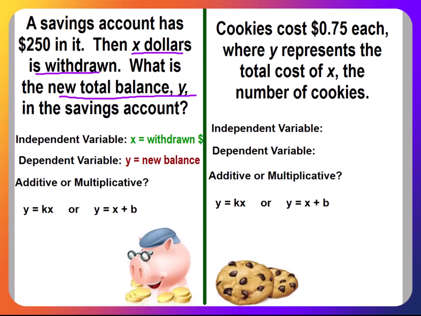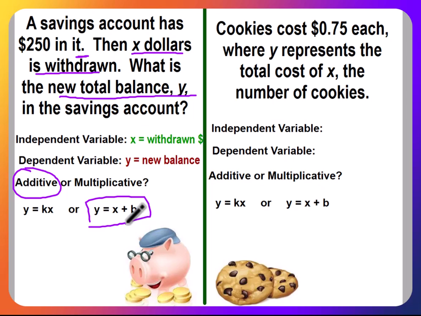Now we need to figure out, is this an additive or a multiplicative relationship? Well, when I'm looking at it, I know that we start with $250 and then we're withdrawing money. This withdrawn means a subtraction operation, right? Which means this is going to be an additive relationship. Remember, additive is when you're adding or subtracting. Multiplicative is when you're multiplying or dividing. So the equation format we are going to use is y equals x plus b.